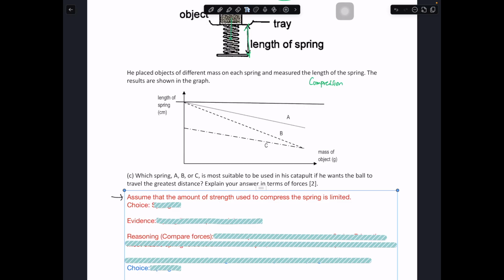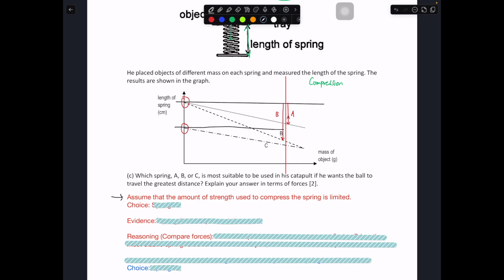Okay, because over here B is the spring that you can compress the most. Let's say I fix this over here, right? You will see that A and B have the same length, while C has a different length. The starting point is different. So B you can compress until here, while A you can compress until here. So let's take it as red color for A, B. But for C, this is the amount of compression that you can have on the spring.